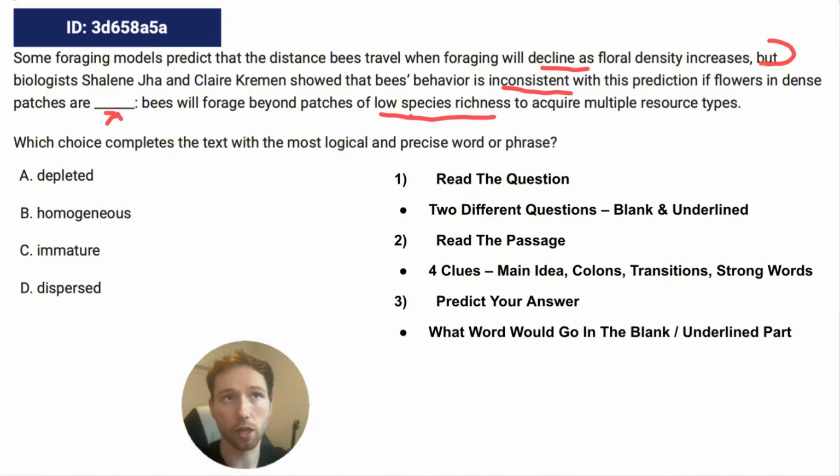So in this case, this makes a lot of sense. If there's a bunch of flowers around bees, they typically won't go further to get flowers unless the patches are the same or of low species richness, which I guess would be like low diversity, is what you would say for species richness. But let's go ahead and compare that to our answer choices for step 4.